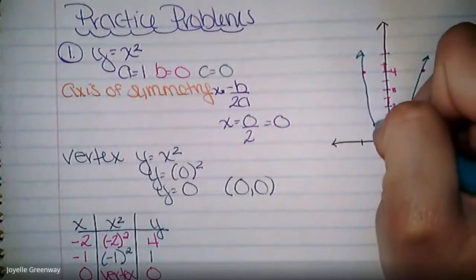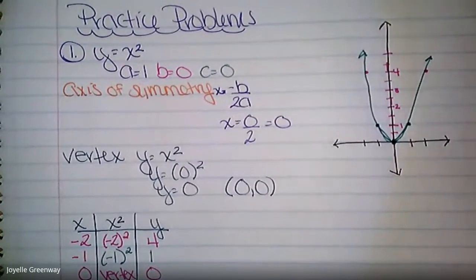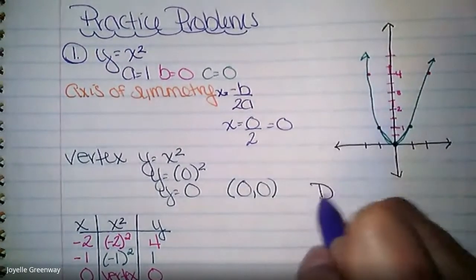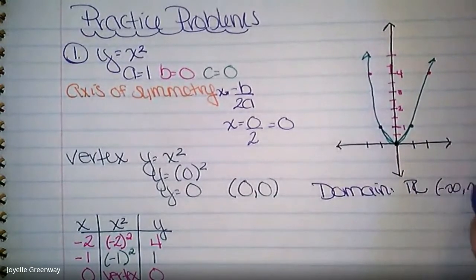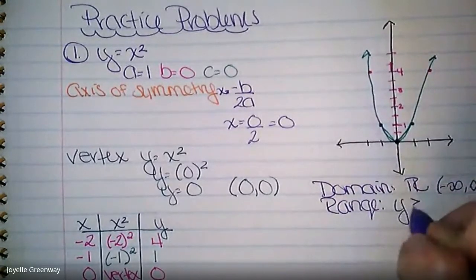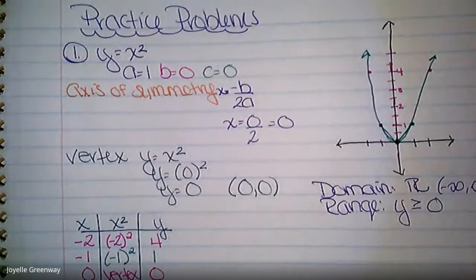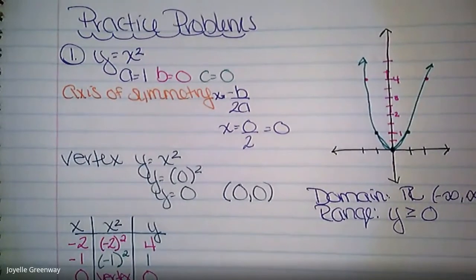So we have our minimum value at 0, right? Your minimum value is at 0. Our domain is all reals, or -infinity, +infinity, however you want to write it. And my range is y is greater than or equal to 0. Alrighty. So that's number 1. So number 1 was a good start because it was the parent function. So it was pretty easy. All right, let's look at number 2.